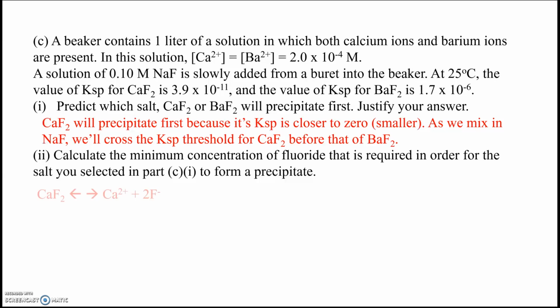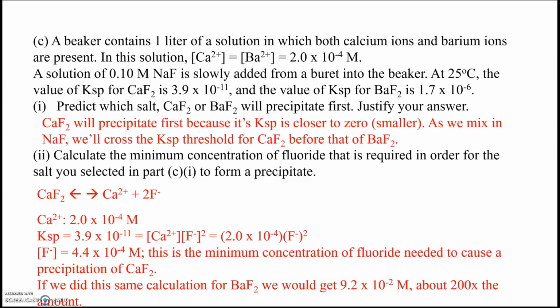So I want to calculate the minimum concentration of fluoride required in order for this to form a precipitate. So I have calcium fluoride. That's going to be my equilibrium reaction. I compute my calcium ion concentration, and I know my KSP is 3.9 times 10 to the minus 11th. So now I can compute my fluoride concentration. And when I do, I get 4.4 times 10 to the minus 4th molar. That's the minimum concentration I need to cause a precipitation of calcium fluoride.